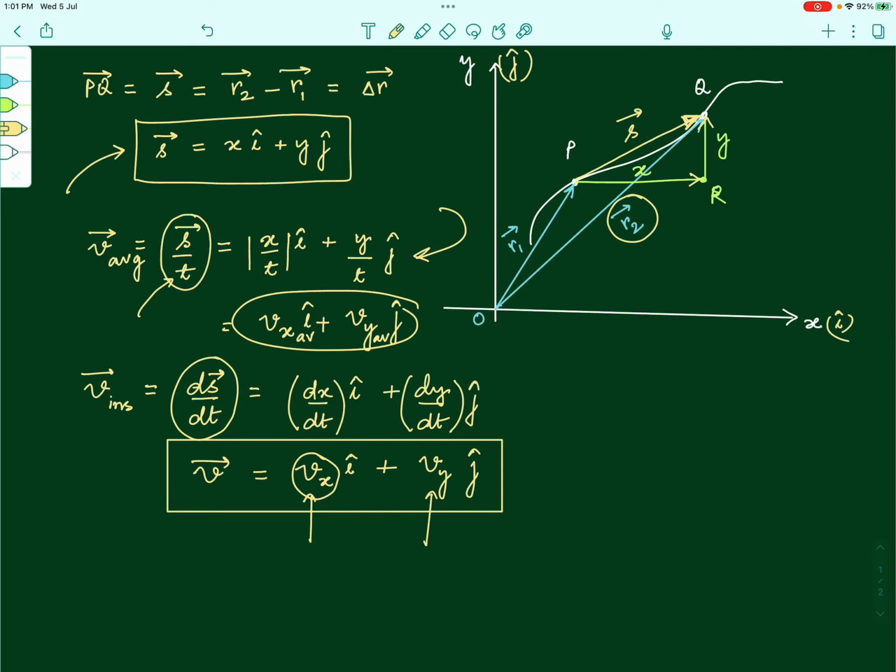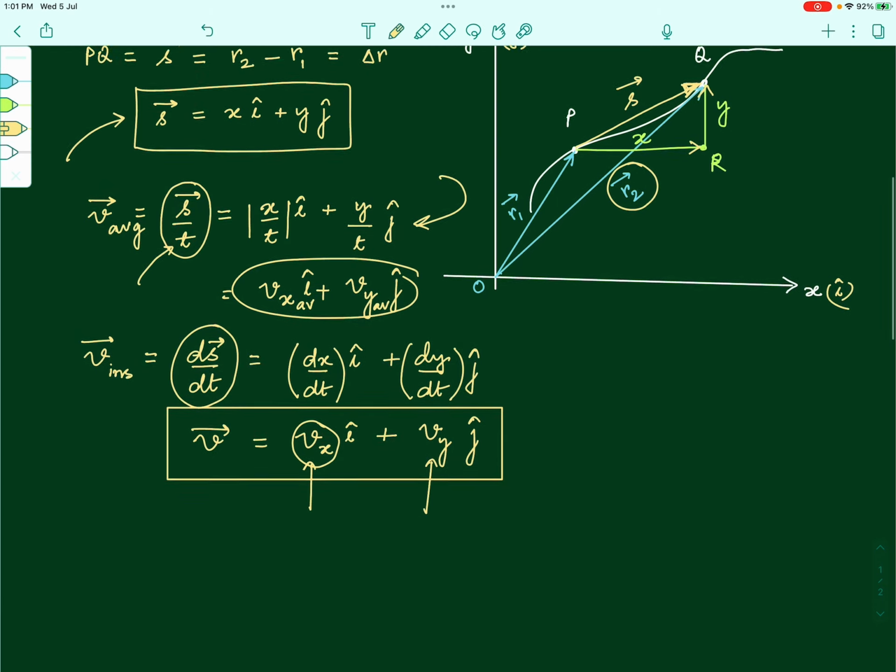So in a way, we can say that the x and the y directional motions are independent of each other. The x directional motion depends on only x directional quantities, and the y directional motion depends only on y directional quantities. We shall look at this aspect a little more in detail when we study projectile motion, which will be the next topic to be covered.